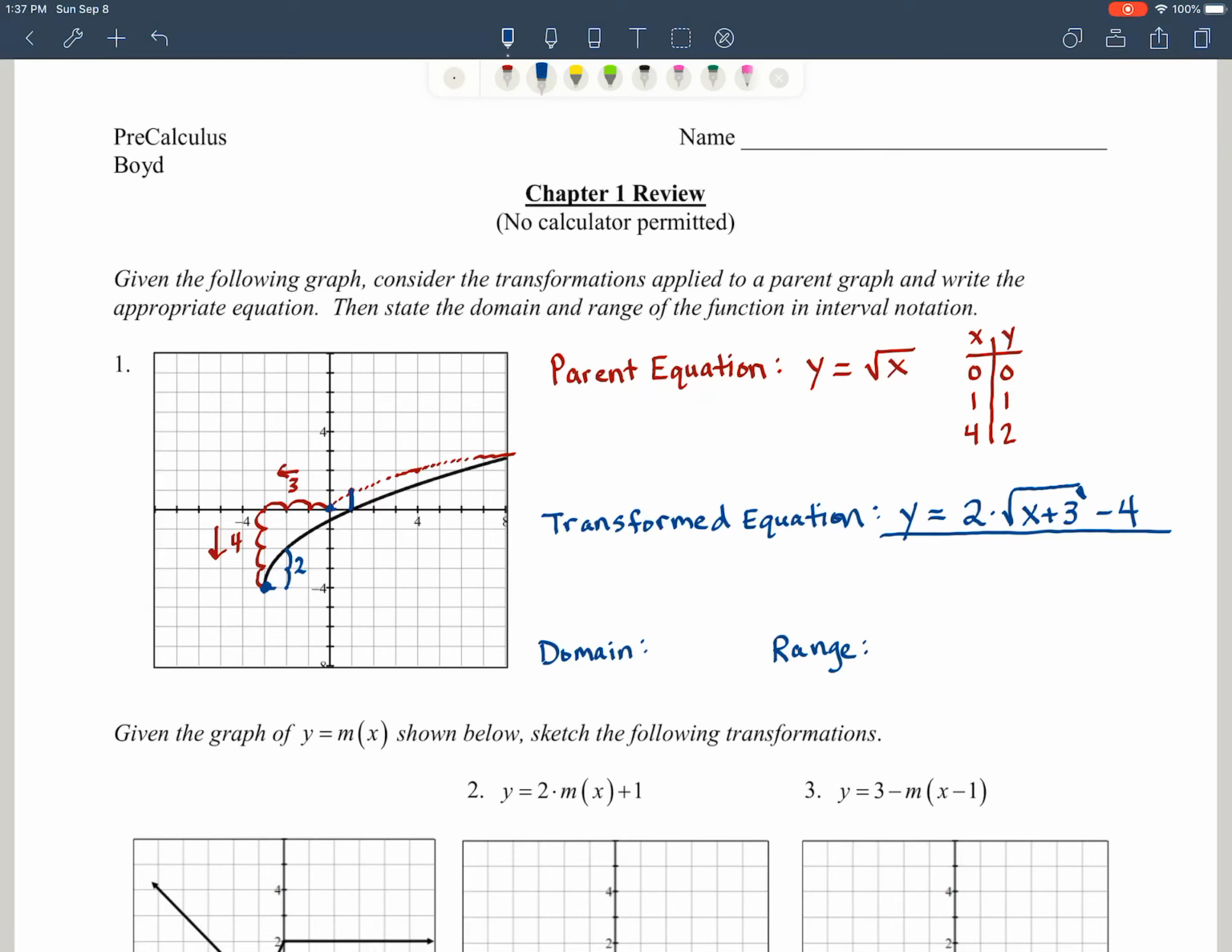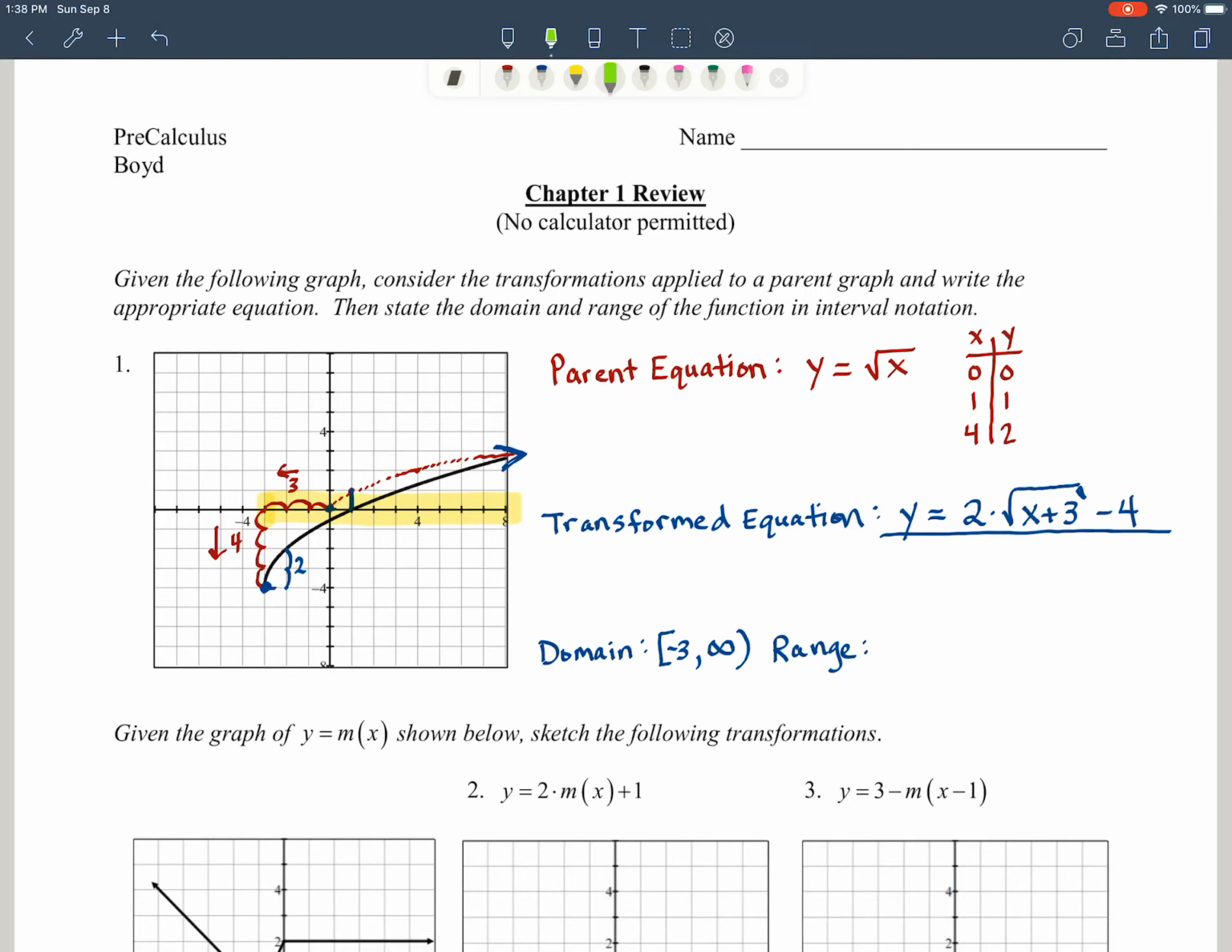Looking for the domain and range of our new graph, our transformed equation. Okay, so for our domain, it looks like we're starting at -3, and then it creates its shadow along the x-axis that way. So we're going to say that it starts at -3, and we're including that value. And it's going to go forever. So if we imagine there's an arrow on the end there, it's going to go to infinity, and then we'll close it with a parenthesis.